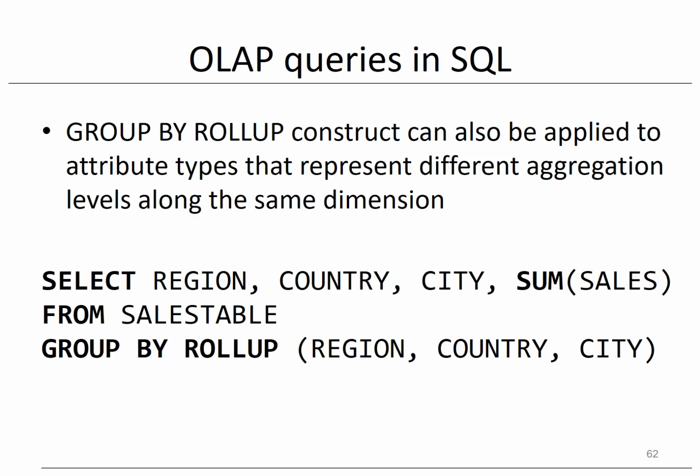For example, suppose the sales table tuples represented more detailed sales data at the individual city level and that the table contained 3 location-related columns: city, country, and region. We could then formulate the following roll-up query, yielding sales totals respectively per city, per country, per region, and the grand total. Select region, country, city, sum sales from sales table, group by roll-up, region, country, city.